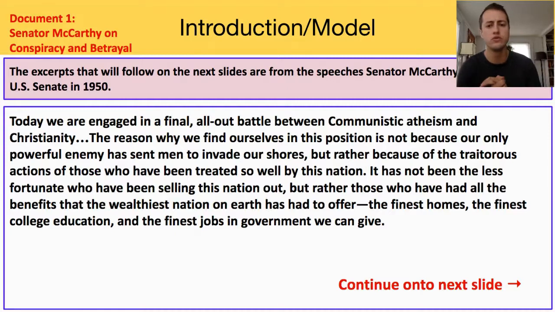Okay, you're going to use your model here to show students how they're going to work on the documents. This is one of the four documents. So if you are doing a jigsaw, the students for their independent work are left with only 3 documents. And it's a longer compilation of speeches from Senator McCarthy.